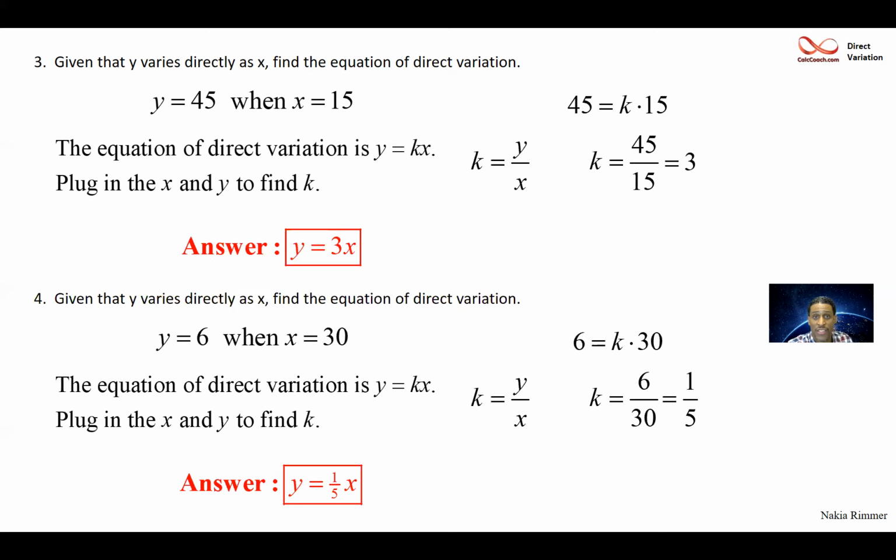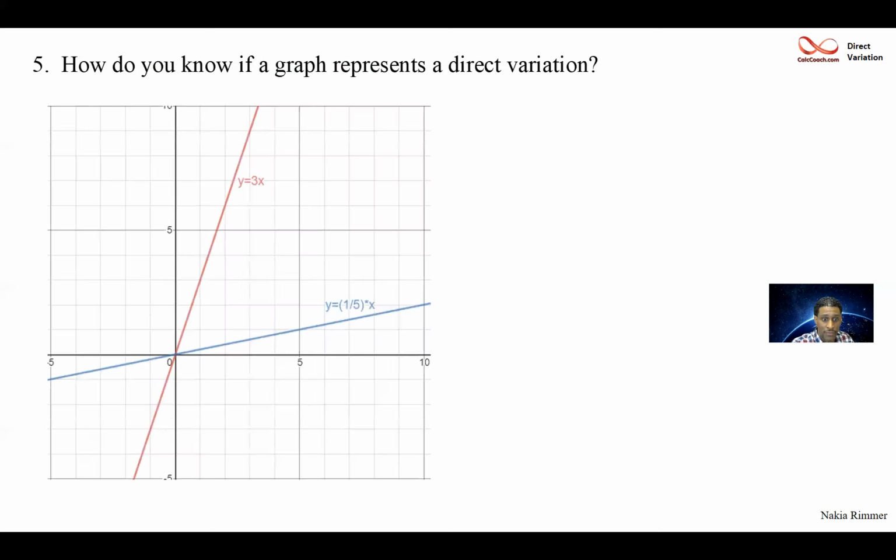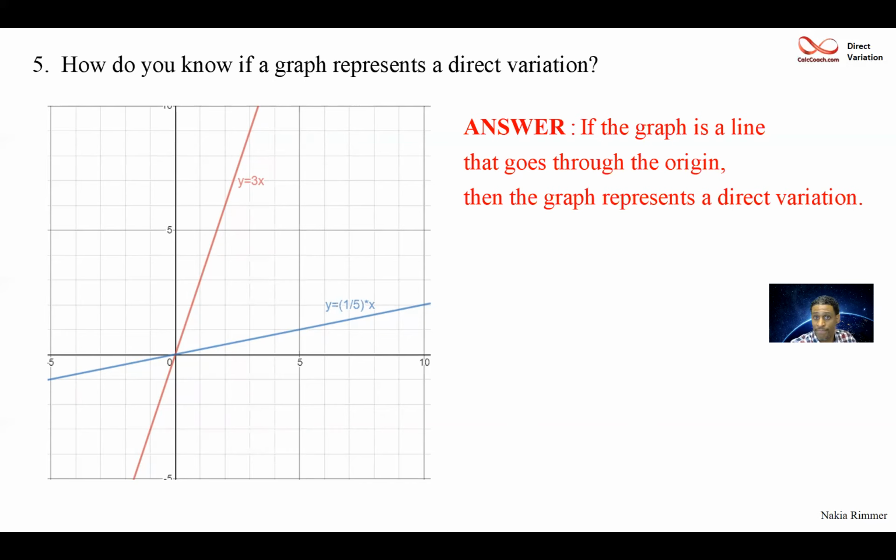All right, great. Last question, number 5. How do you know if a graph represents a direct variation? Let's take our last 2 equations. We had y equals 3x and y equals 1/5 x. What's so special about these graphs? They represent direct variation. We just need to write out what's going on in the graph. It's the fact that it's a line going through the origin. If you have a line that's going through the origin, it represents a direct variation. And so that's your answer. Okay, direct variation is about having the equation y equals kx. y is a constant times x. And finding out what that ratio constant is, k.